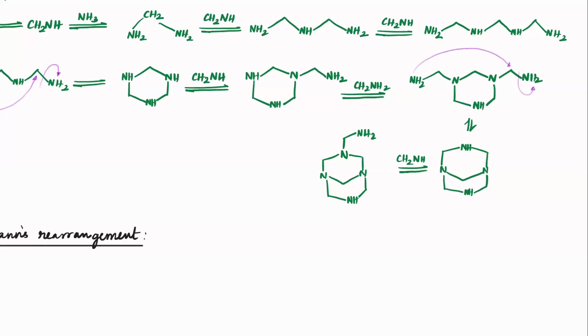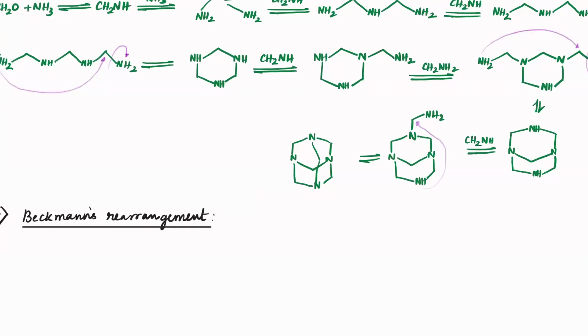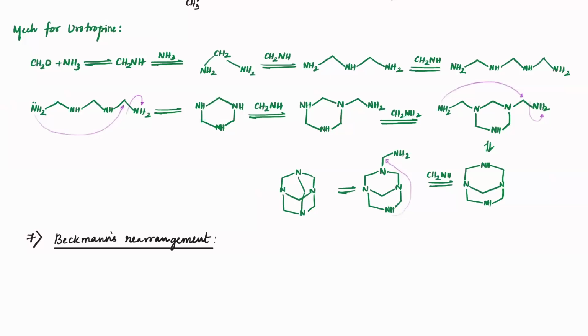Now again you can see the ring size here: 1, 2, 3, 4, 5, 6, 7. That means the lone pair from here can connect here. So that gives you one more ring formed. So N here, N here, like this, N here, N here, and N here. This is the connection. This is urotropine.